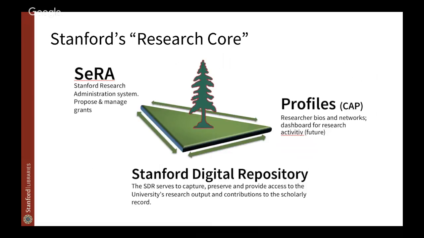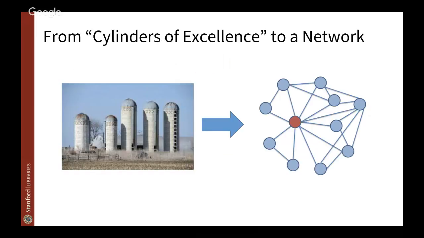So there's this notion of Stanford's research core, which are the core systems that will enable us to get this comprehensive view of the research output. SeRA tells us about funded projects. The profile system tells us about the people that are here and the publications that they're producing. And the Stanford Digital Repository catalogs the data sets that are being produced, as well as other digital assets. So the idea is that we take information that currently exists in these silos and build a network graph out of that information.